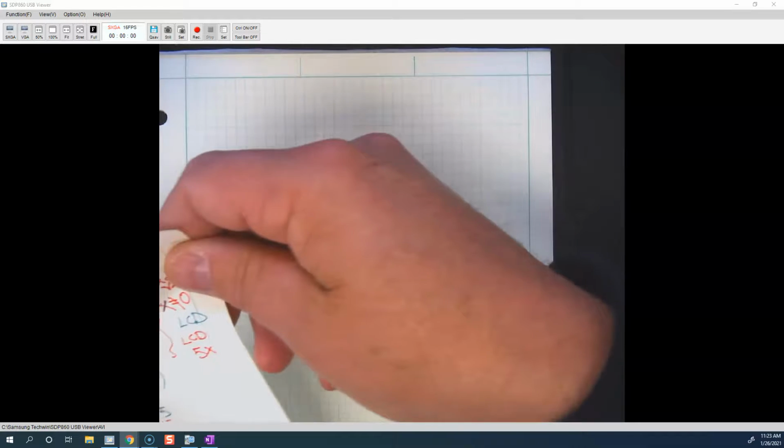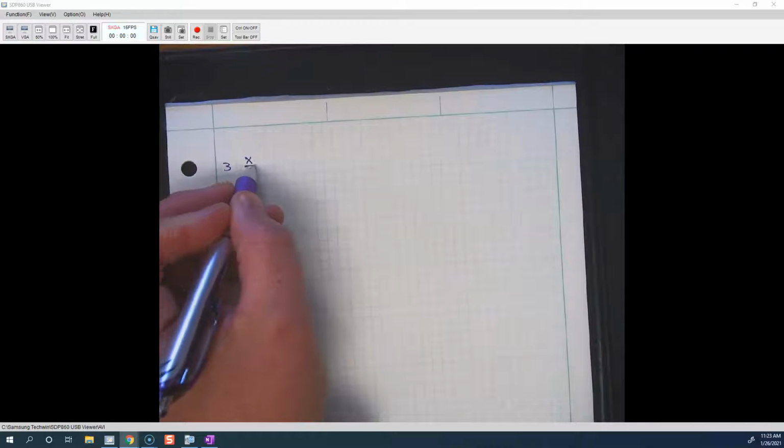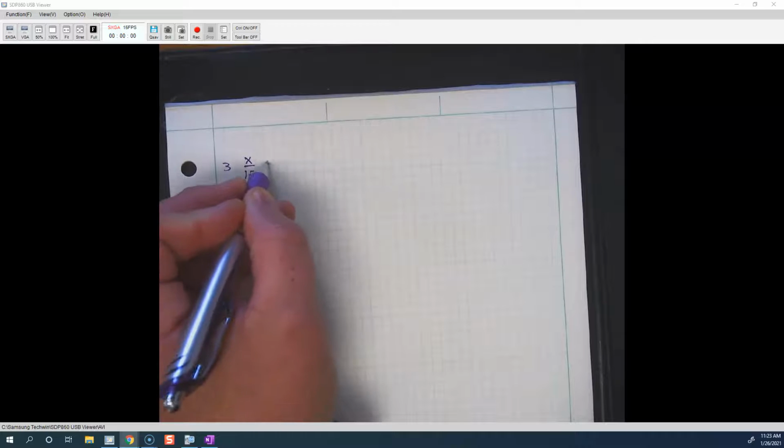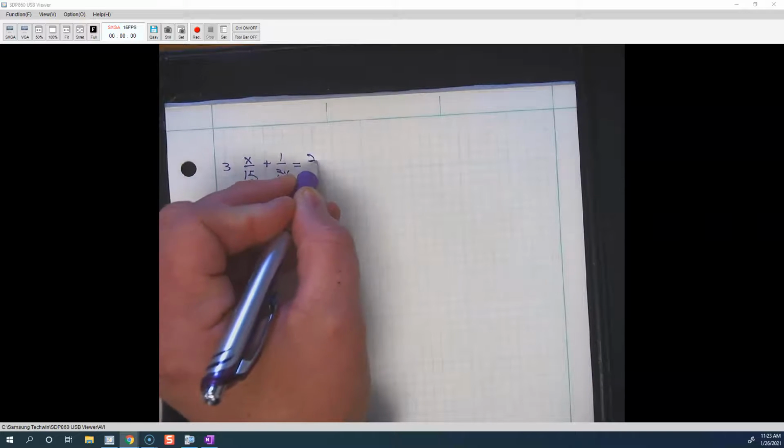Let's see, third example. So this would be page, I guess, 31. So I got x over 15 plus 1 over 3x equals 2 fifths.